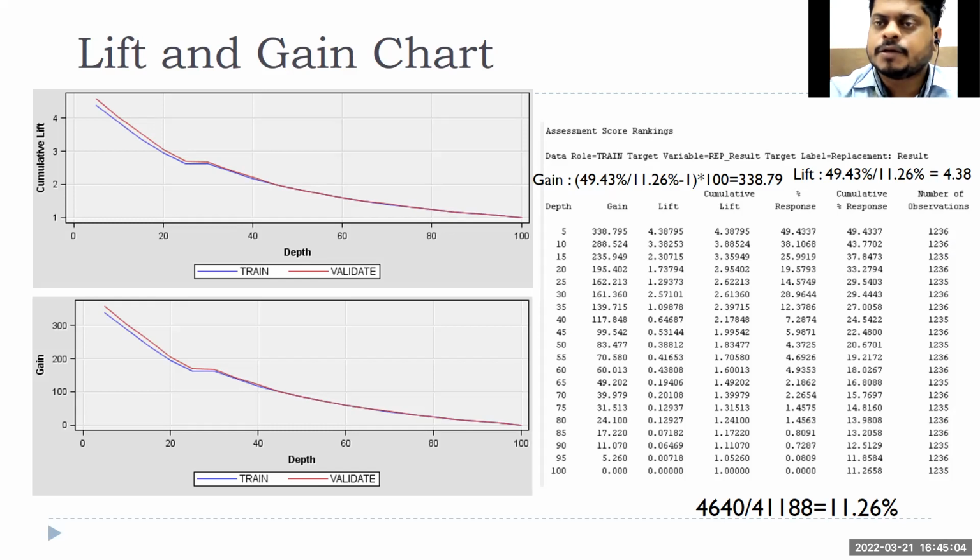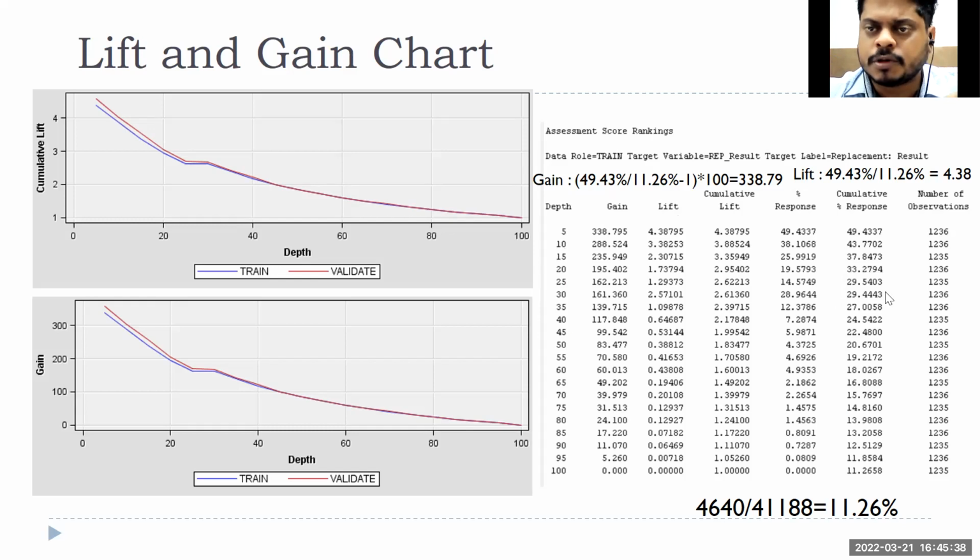If I send them my offer, my call center executives talk to them, the success rate is 49.43%. If I divide that by my baseline performance, that gives me the lift number. It says how much lift in my success rate I am able to achieve by using this predictive algorithm. My baseline success rate is 11.26%, but by using this predictive model, I'm able to identify the top 5 percentile.